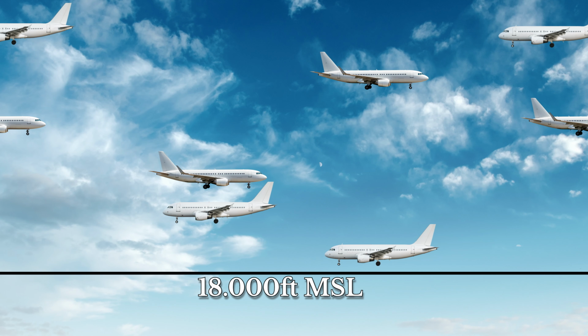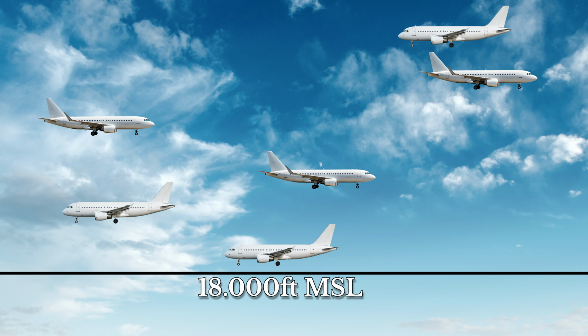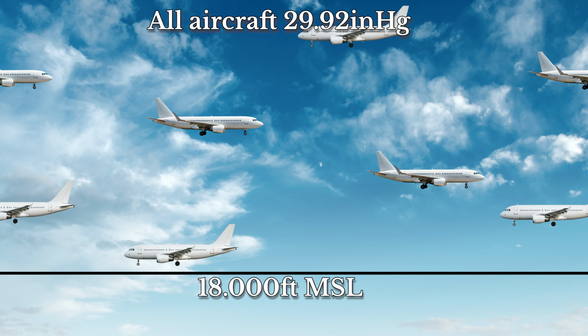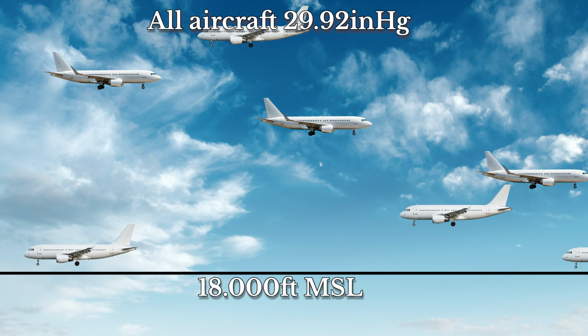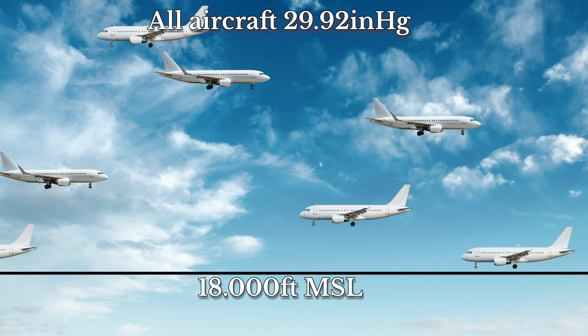If you've ever flown above 18,000 feet in the United States, you know you have to set 29.92 on your altimeter, so everyone's flying on the same reference. That's pressure altitude in action.